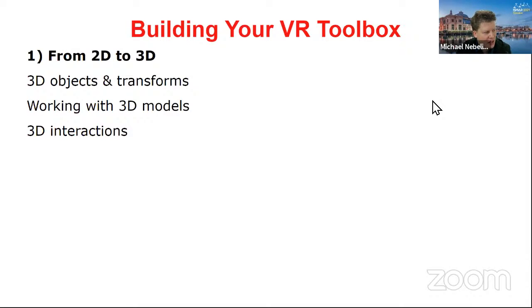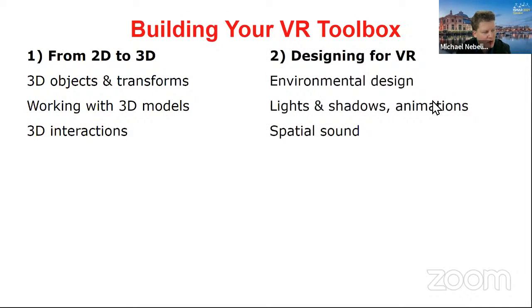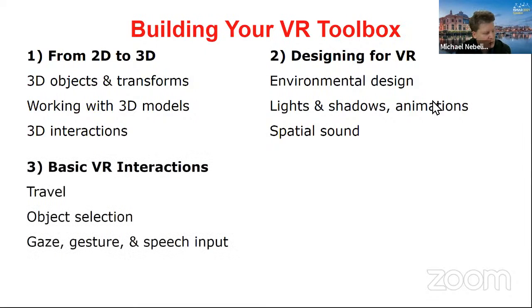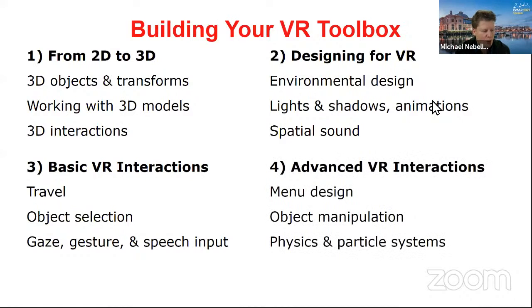On the VR toolbox side, we've talked about how to get from 2D to 3D, and discussed a lot of the digital authoring tools and immersive authoring tools. When it comes to designing for VR experiences, what I would focus on when I prototype is really the environmental design. The lights, the shadows, the animations can make a big difference. Spatial sound is something you can do in a lot of the tools relatively easily, drag and drop. And then I introduced you to a relatively quick overview of toolkits with support for some of the basic VR interactions like teleporting and object manipulation, as well as some more advanced VR interactions.